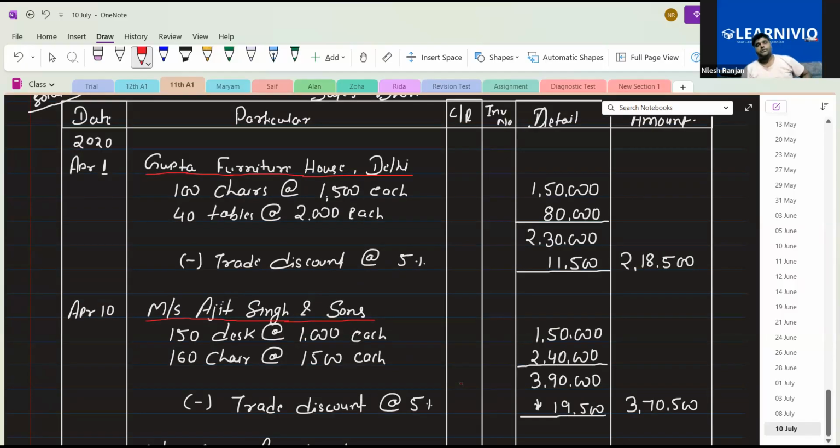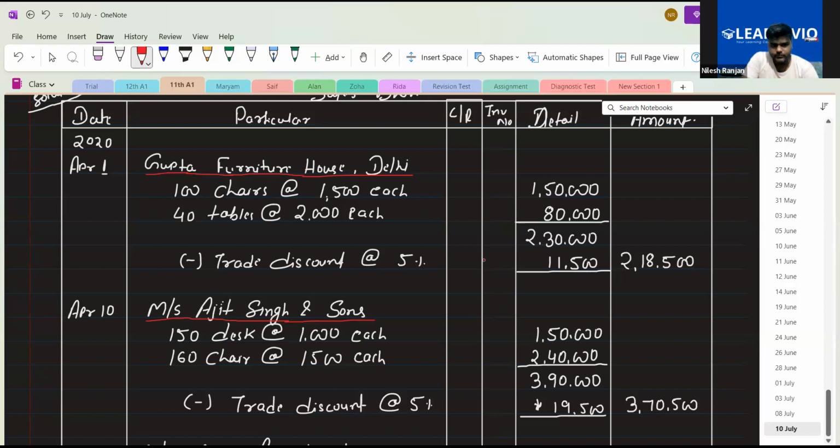You can see we have calculated the total of the first transaction, 2,30,000. Is this clear to you? The 100 chairs, 1,500 each, 40 tables, 2,000 each. So total amount is 230. Now, from this 230, if you calculate 5%, it will be 11,500. So trade discount is calculated on 230 and deducted from 230, and we get 2,18,500. Is that clear?